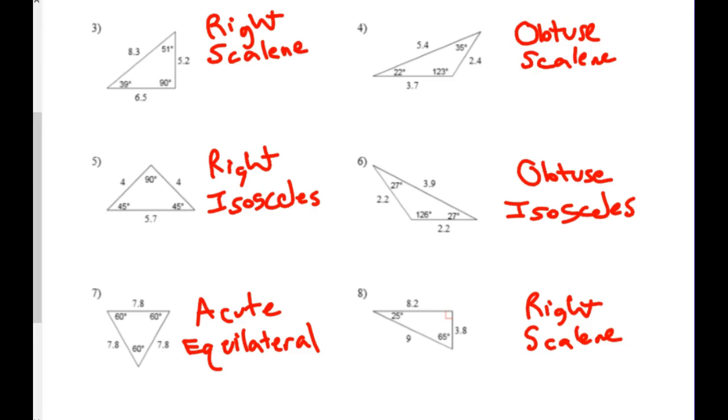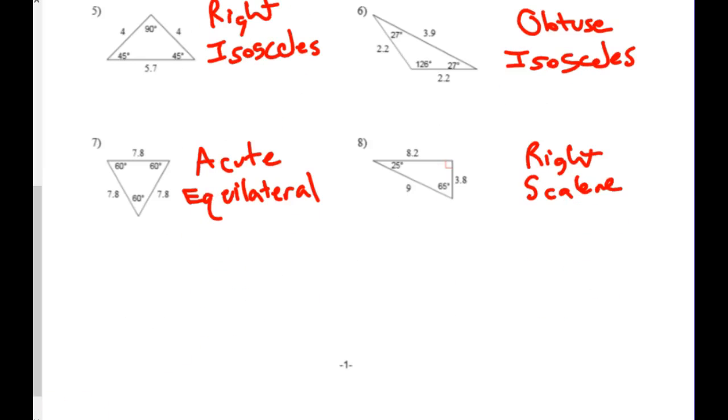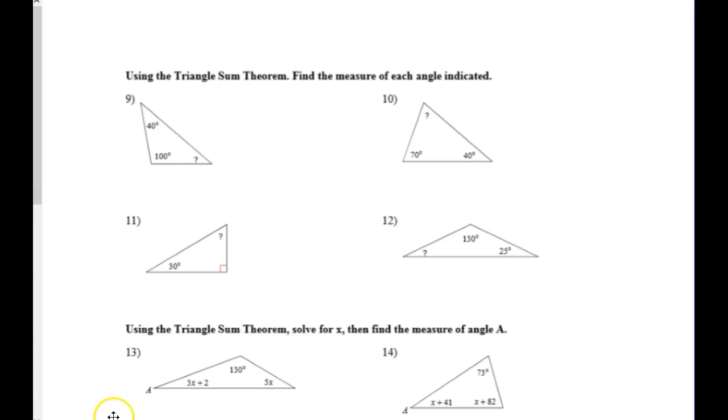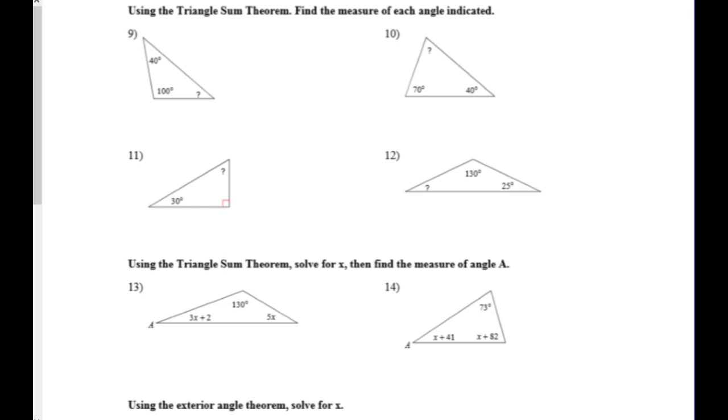Alright. Now we're going to go to the next page. So let's do that. Alright, using the triangle sum theorem, find the measure of each angle indicated. So to find this missing angle right here, we're going to call that angle x, by the way. And we're going to do 40 plus 100 plus x equals 180. Okay, I'm always going to set up my equation and then I'm going to solve it.